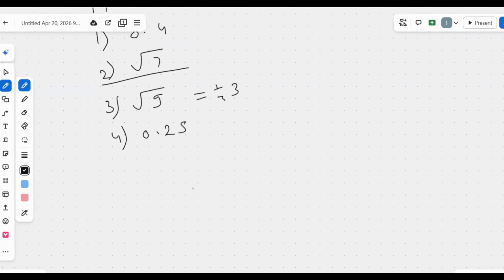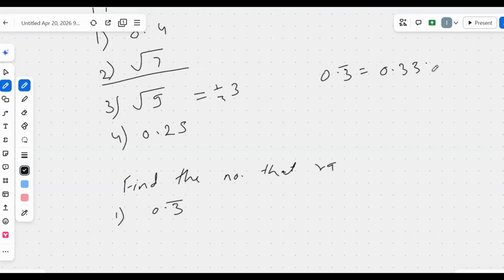For the same, if I ask questions like this: find the number that is rational. And here is your question, 0.3 bar. See, this bar represents that if I write 0.3 bar in the exam, it's written like this. So you can write it as 0.33333333 like this. It's going to continue.